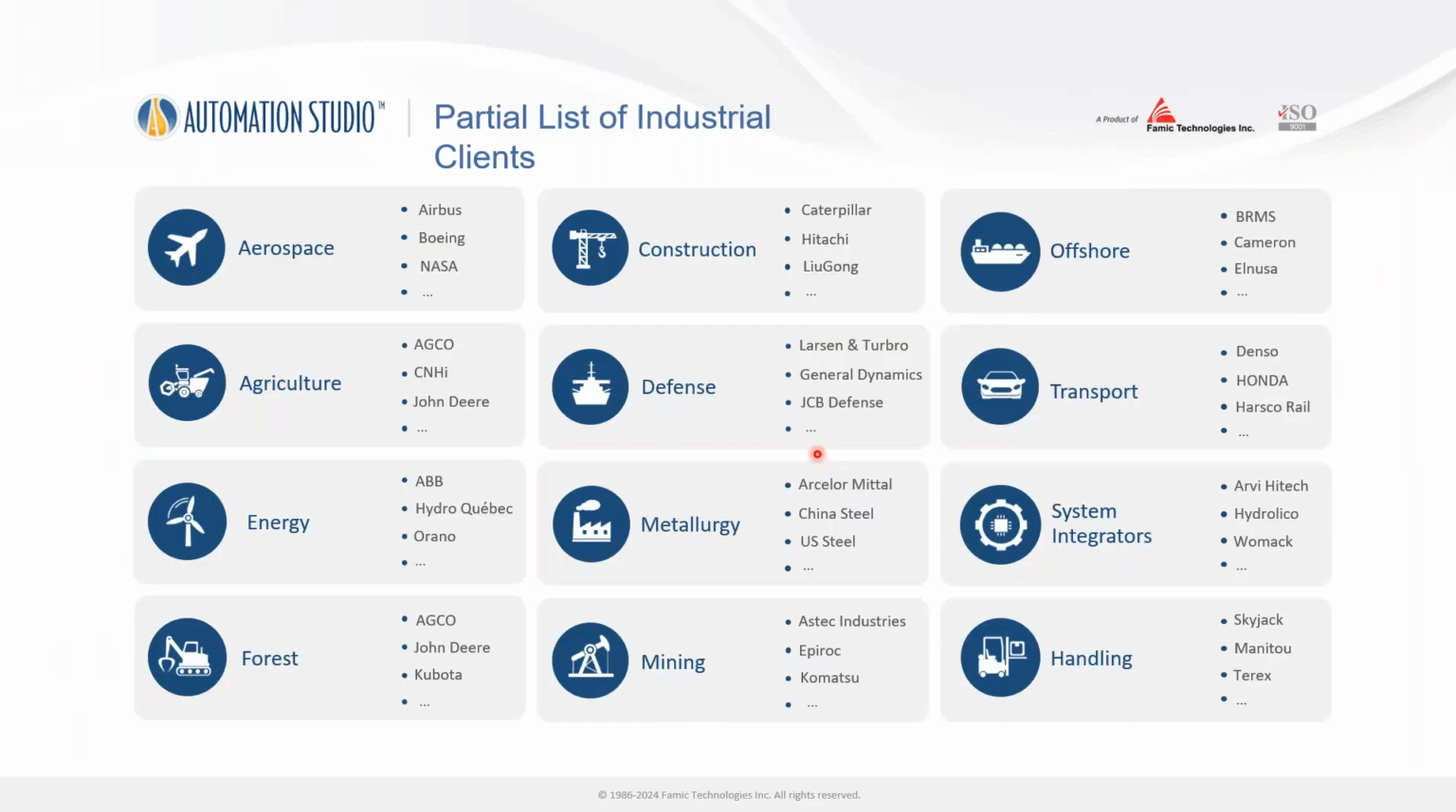So this is the partial list of our industrial clients. We have clients like Airbus, NASA, John Deere, Kubota, Caterpillar, Hitachi, L&T, China Steel, US Steel, Epiroc, Komatsu, Honda, RV Hightech, Skyjack, Terex.